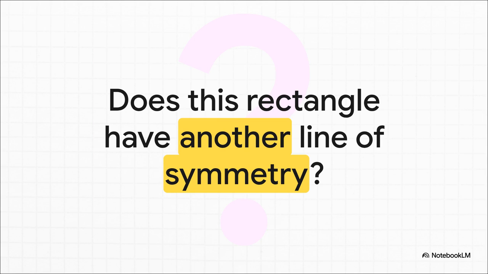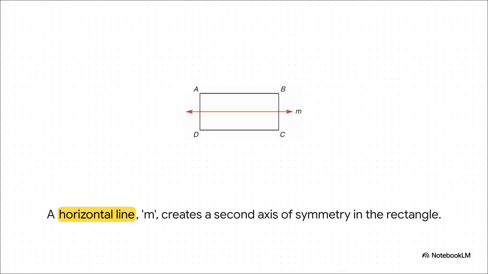Okay, so we've got the vertical line of symmetry down. But what do you think? Does this rectangle have another one? Take a look. Is there any other line we could draw that would act as a perfect mirror? And if you were thinking of a horizontal line, you nailed it. Absolutely. This just goes to show you that a figure can definitely have more than one line of symmetry.